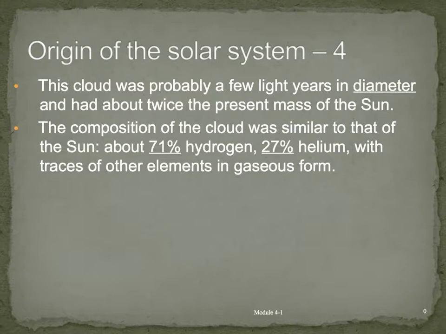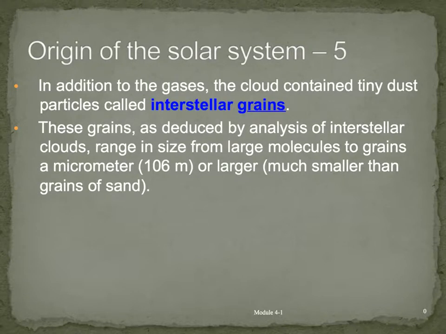The composition of the cloud was similar to that of the Sun, about 71% hydrogen and 27% helium. And there were traces of other elements in the gas as well. The cloud also contained tiny particles called interstellar grains. These are materials that are ejected by stars. They can range from about a micrometer to about the size of a grain of sand.